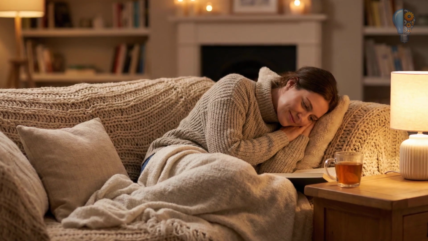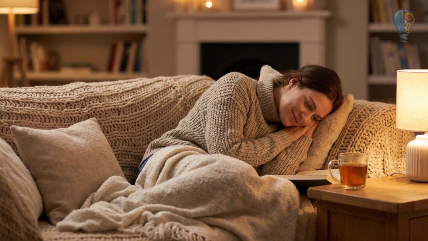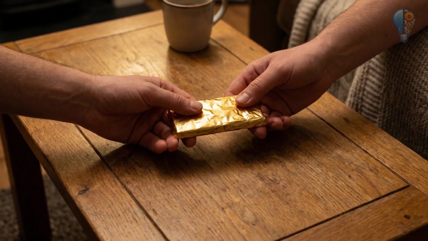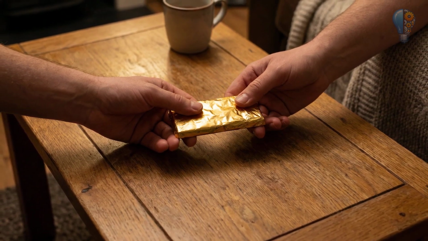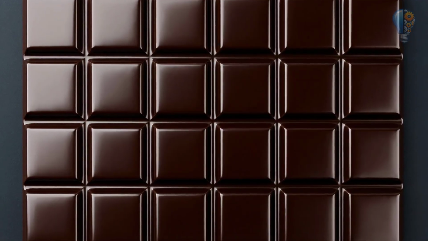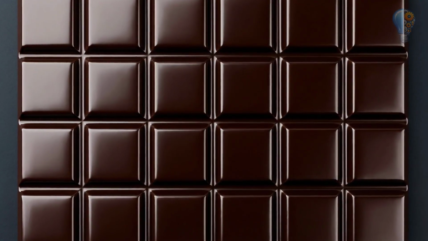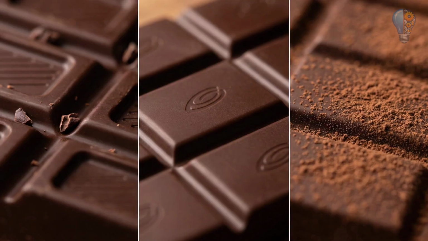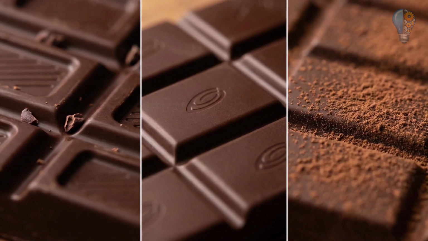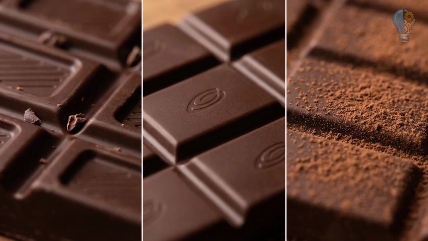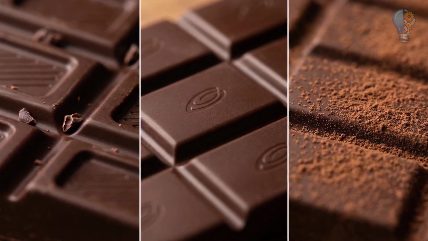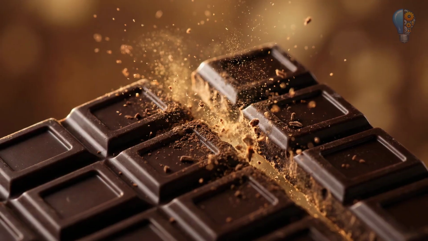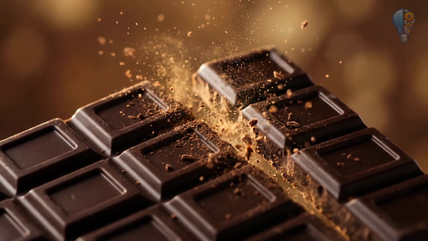You're sitting on the couch, maybe watching TV or reading a book, and you reach for a chocolate bar. You peel back the wrapper, and there it is. A grid of neat, precise lines running across the surface, dividing the bar into perfect little rectangles. Without even thinking about it, you snap off a piece along one of those lines. The chocolate breaks cleanly with a satisfying crack, and you pop it in your mouth.